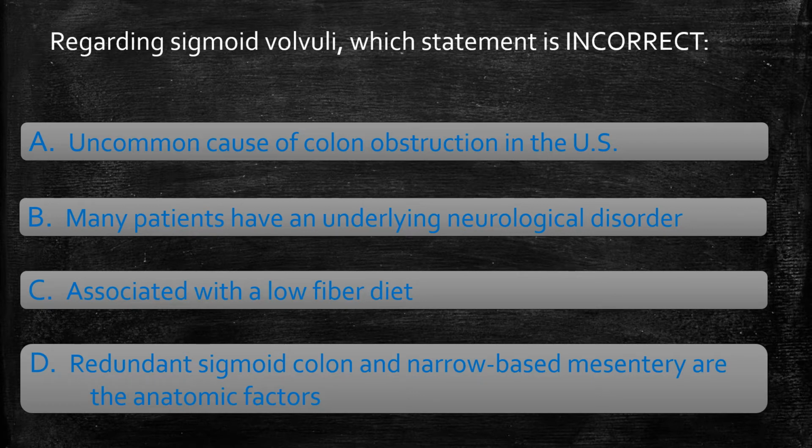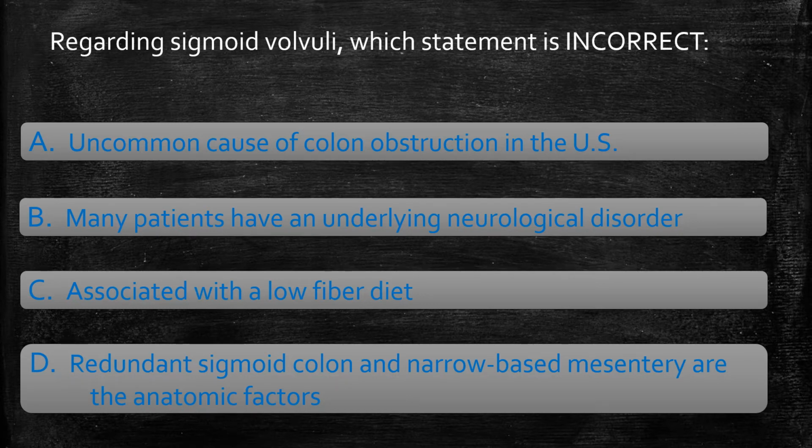In the U.S., volvulus is a very uncommon cause of colon obstruction. Cancer and diverticular disease are way more common. In other countries, especially Africa, volvulus is quite common and accounts for about 50% of colon obstructions.